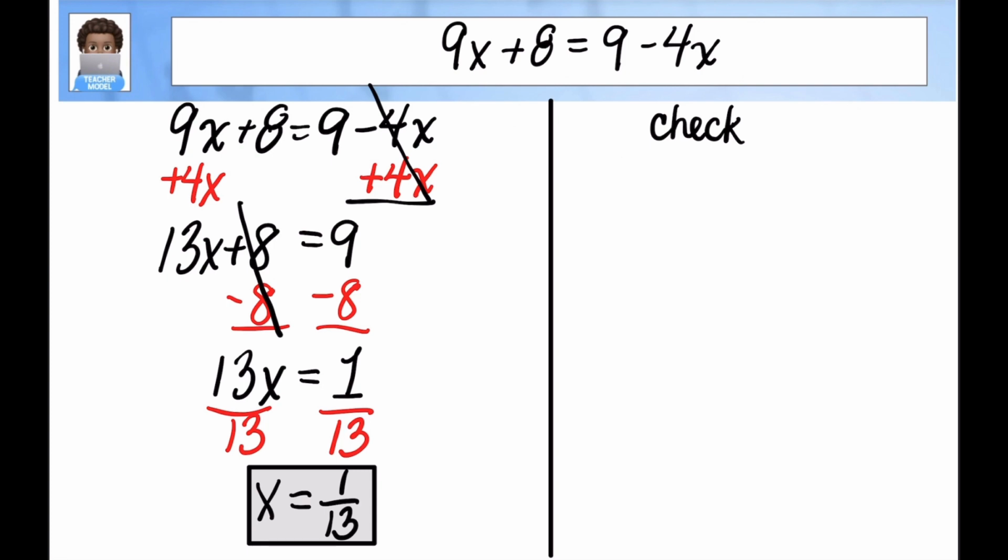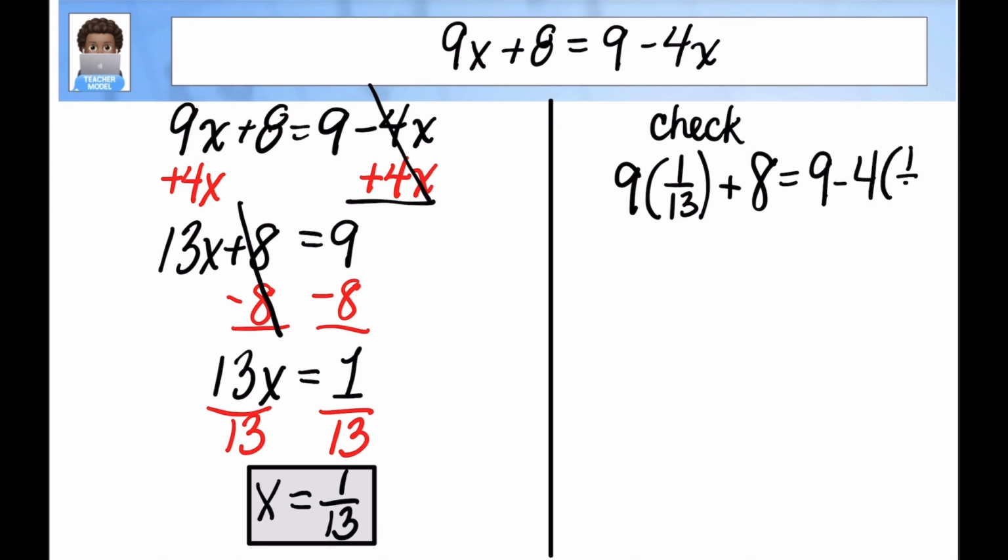So I'm going to start by, let's put it in, 9 times 1/13 plus 8 is equal to 9 minus 4 times 1/13. So it looks weird, doesn't it? That's okay. Let's just play it out. So 9 over 13 plus 8 is equal to 9 minus 4 over 13. I'm going to multiply that out. So this is what I'm getting in this end.